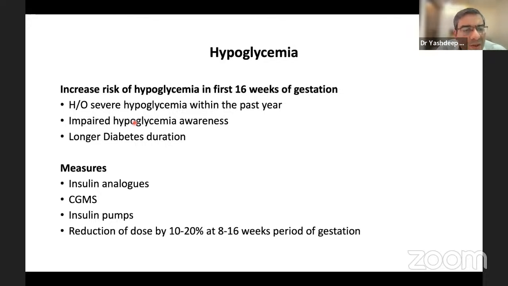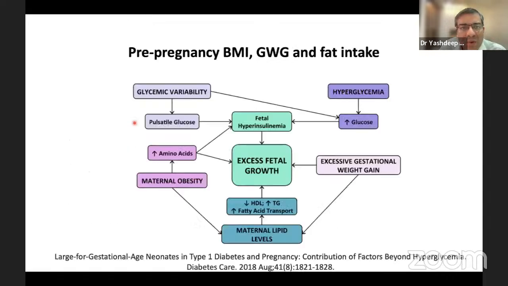Again, the measures, insulin analogs, CGMs, and insulin pumps have been shown to decrease the rates of hypoglycemia in the initial first 16 weeks when there is increased sensitivity. And we have to reduce the dose by 10 to 20% at 8 to 16 weeks of gestation to prevent hypoglycemia.